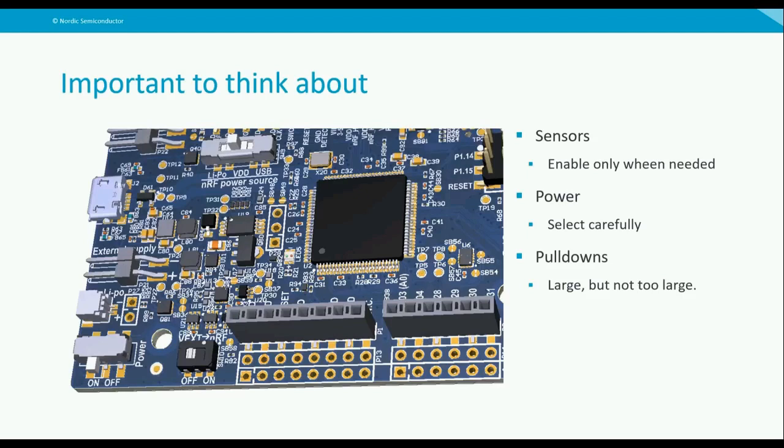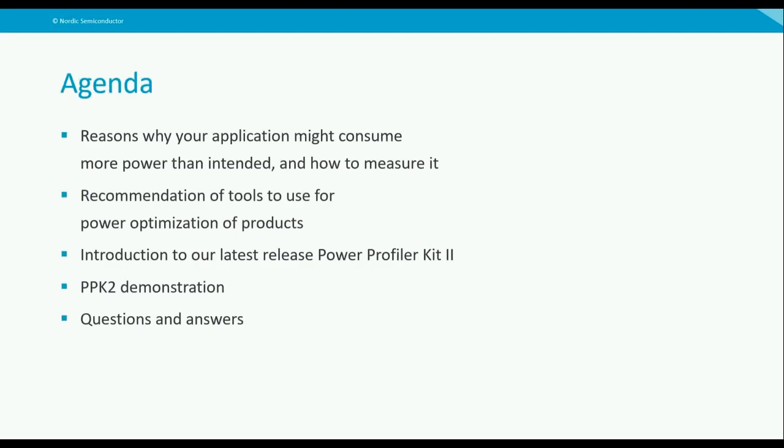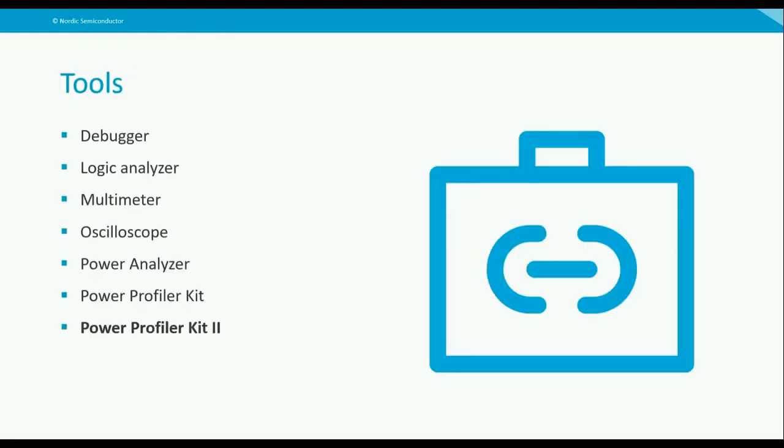So now that we know some sources of battery drain, let's see how we can find them to optimize our product further. You will get a lot of information from just looking at schematics, datasheets, and source code. But to make it easier to pinpoint the different sources of power consumption, there are some tools that will come in handy. Let's have a closer look at these typical tools.